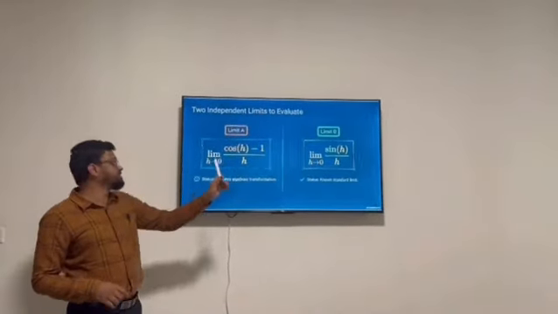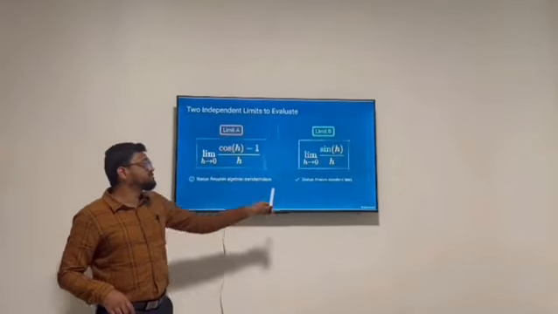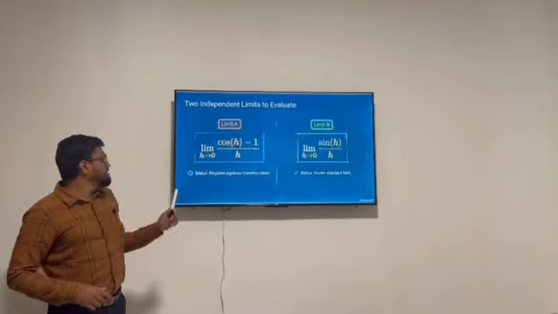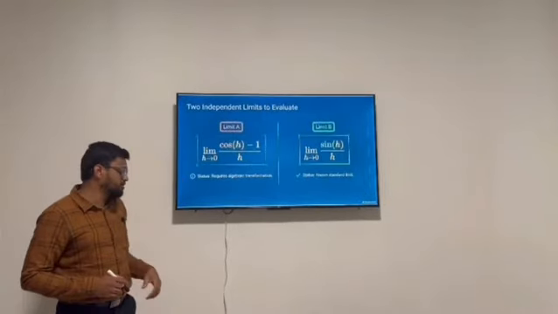Now there are two limits here, cos h minus 1 upon h and sin h upon h. The limit of sin h upon h is a known standard limit whose value is 1. Now let us find the limit of this function, cos h minus 1 upon h.